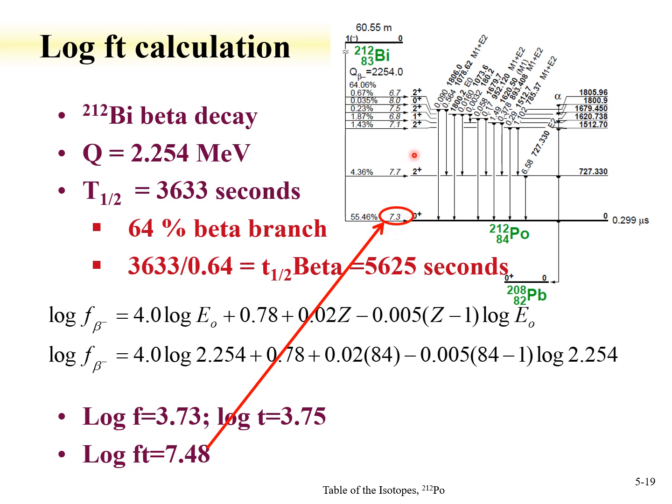So this bismuth-212 going from a 1 minus state to a 0 plus state has a log ft of 7.3 listed here. We calculated 7.5. That's a pretty good estimation. We will see that this is a first forbidden type transition based upon the value. Regardless if the value is 7.48 or 7.3, they would both indicate first forbidden.